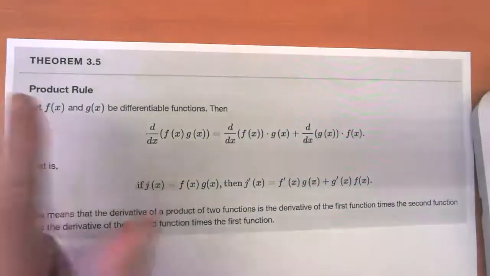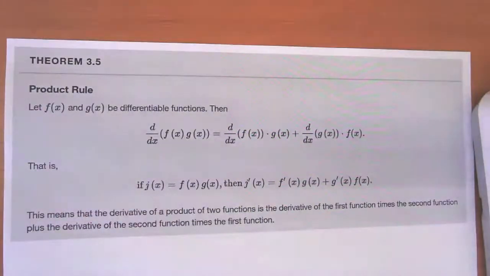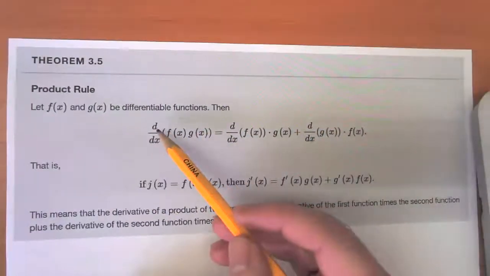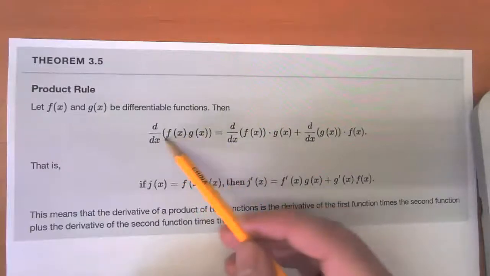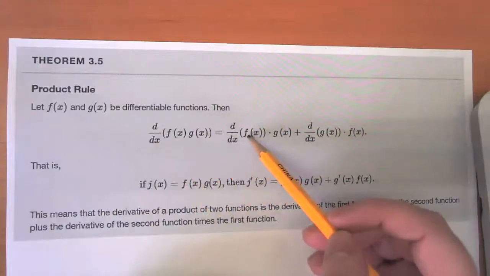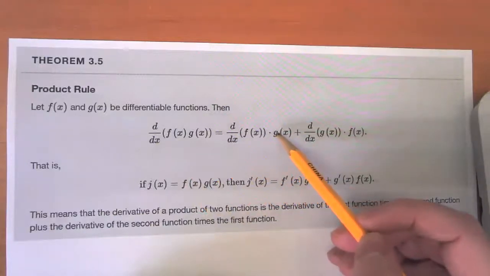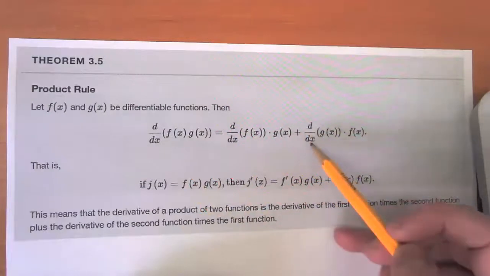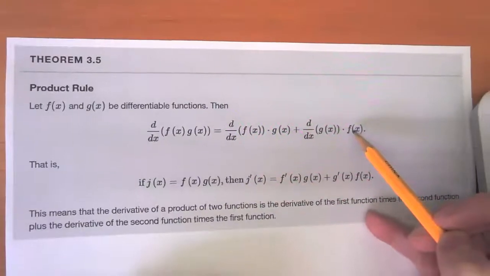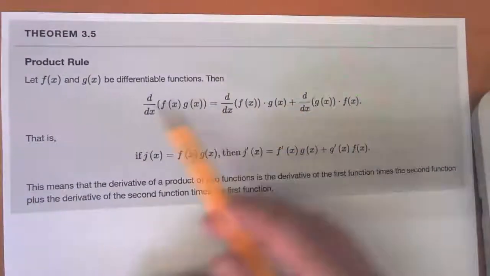So the product rule, remember the product is what happens when you multiply two things. So just like we're multiplying these two functions, we want to find the derivative of the product. And so if f and g are both differentiable functions, then the derivative of f times g evaluated at x is equal to the derivative of f evaluated at x times g of x plus the derivative of g evaluated at x times f of x. And so that's kind of a complicated way of saying it.